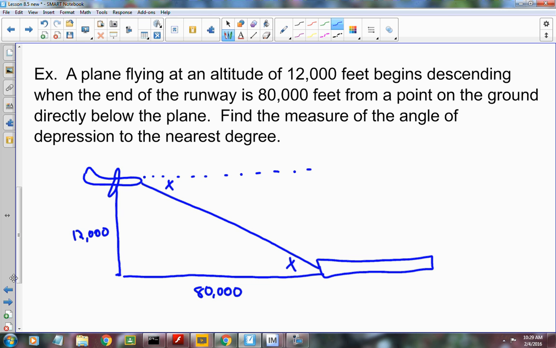Now remember, your altitude and your ground are going to make a right angle, so there's my right angle. So what am I going to use to find this? Okay, I'm going to use second tangent, but how am I going to set it up? Tangent of x equals what? 12,000 over 80,000, right? Okay, can I get rid of those zeros right there? Sure. Okay, so yes, this time I am going to use second tangent. 12 divided by 80, and I get 8.5.